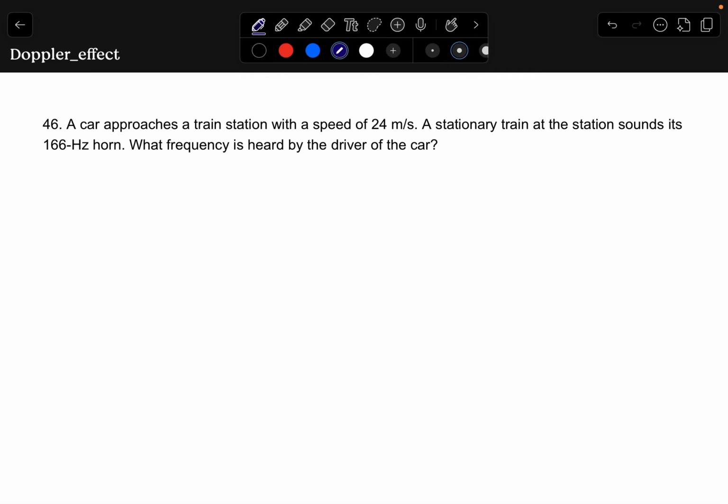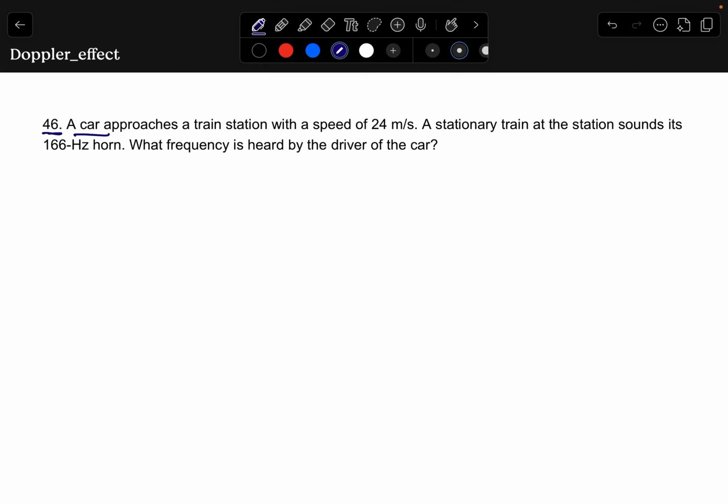Let's solve some problems on Doppler effect. You can find these questions in the textbook, and the question number is given before the question here. So let's see what is given to us in the question.